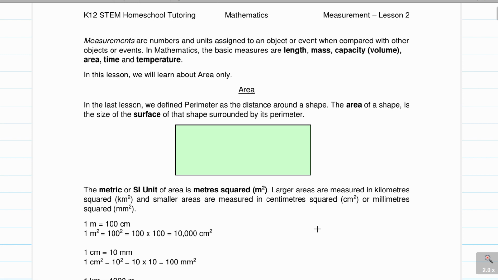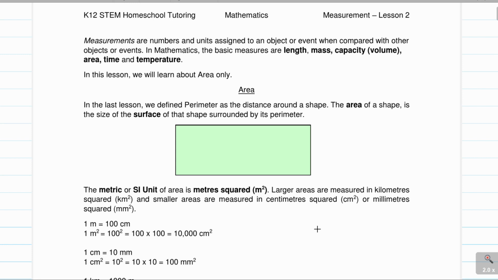So welcome to lesson 2 in measurement. Today we're going to talk about area, and we're going to talk about the area of a rectangle, area of a square, area of a triangle, parallelograms, and trapeziums. Now, area of a circle will be covered in another lesson where we talk about everything that's related to a circle. So in the last lesson we defined what perimeter was, and it is the distance around a shape.